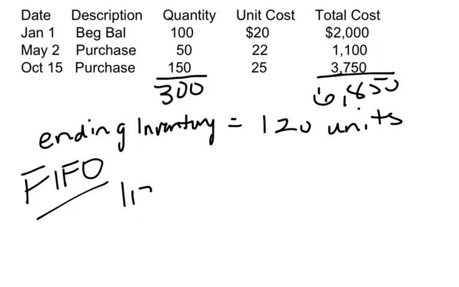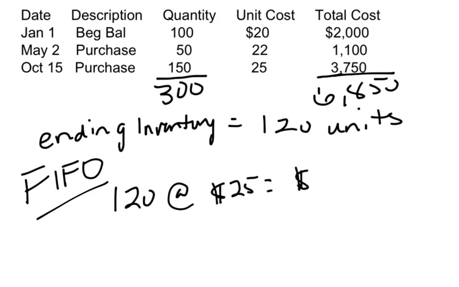So all 120 units would be at a cost of $25 apiece. In other words, on the balance sheet, you should expect to see $3,000 in ending inventory. Now, if that's a little confusing, I can prove it to you another way. It's a little bit more lengthy, but we can do it.